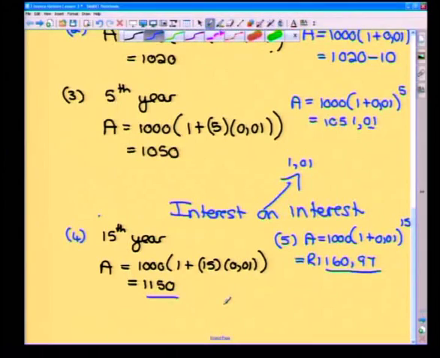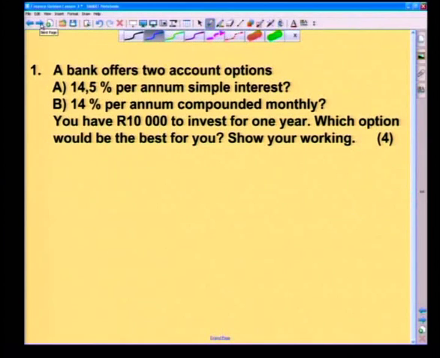So let's have a look now at another example, and let's see what it looks like. So let's go across to this. It says a bank offers 2 options. Option A is 14.5% per annum simple interest, and option B is 14% per annum compounded monthly. Now that is what's going to make the difference. Your gut feel is, if you look at that, looks like the simple interest might be a better deal. So let's see if it is.